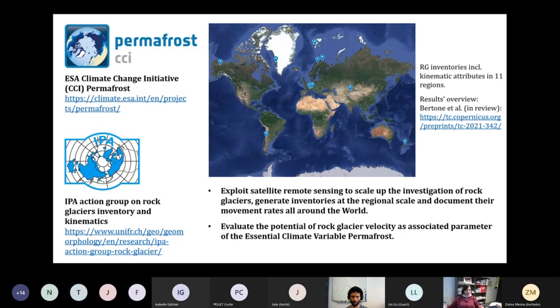The goal of the entire project was to exploit satellite remote sensing to scale up the investigation of rock glaciers and generate inventories at the regional scale, but in different regional settings, and then document the movement rates of these rock glaciers all around the world, as you can see on the map. One part was also to evaluate the potential of using rock glacier velocity as an associated parameter of the essential climate variable permafrost, so using time series. But today I mostly present results related to the inventories. So it's a snapshot, and we like mapping the mean velocity over several years. I will not spend too much time explaining the work that we have done related to the time series.